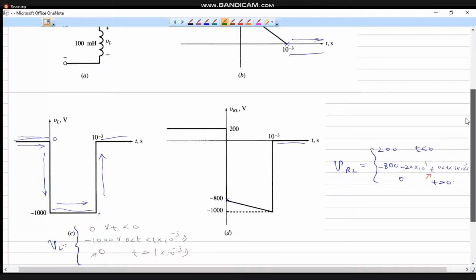While explaining this graph, I told you the total voltage is dropping from 200 to minus 800, and then it is dropping further to minus 1000. But when you observe this equation, it was not found to be happening here. So actually the mistake happened while we were doing this.